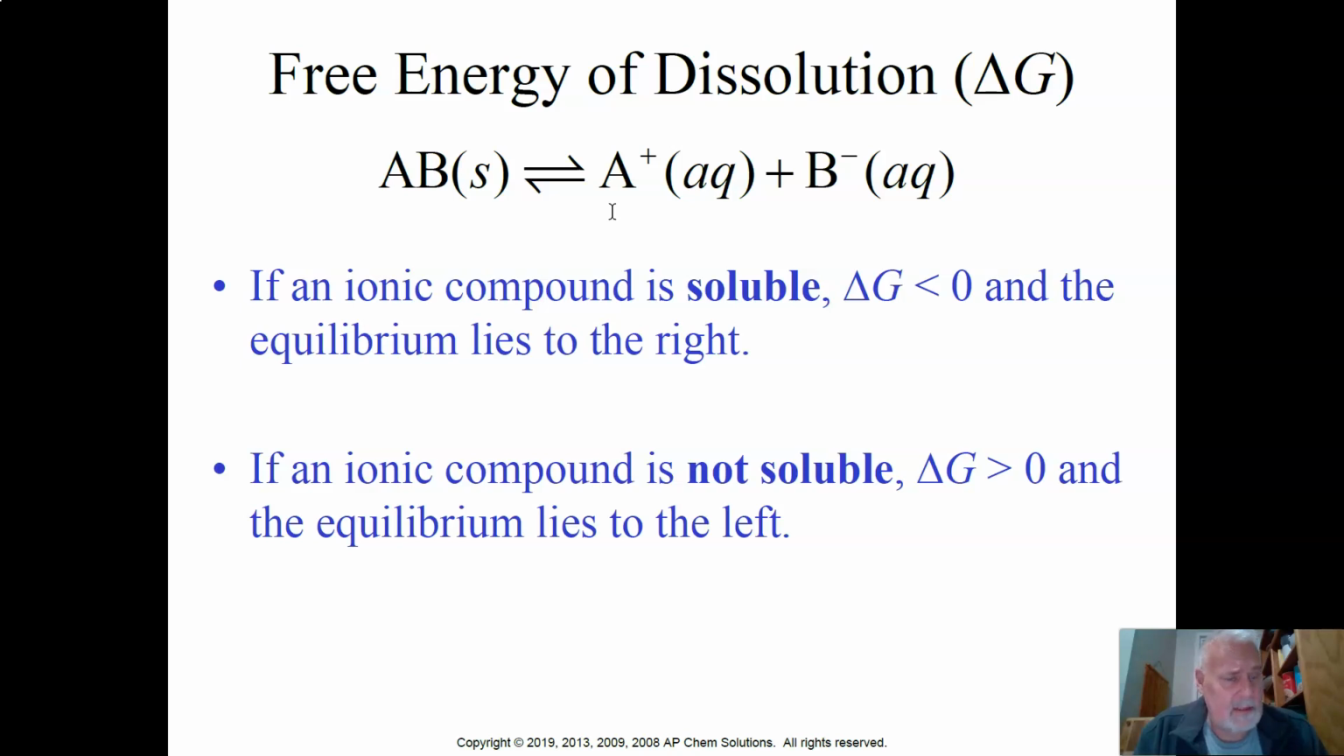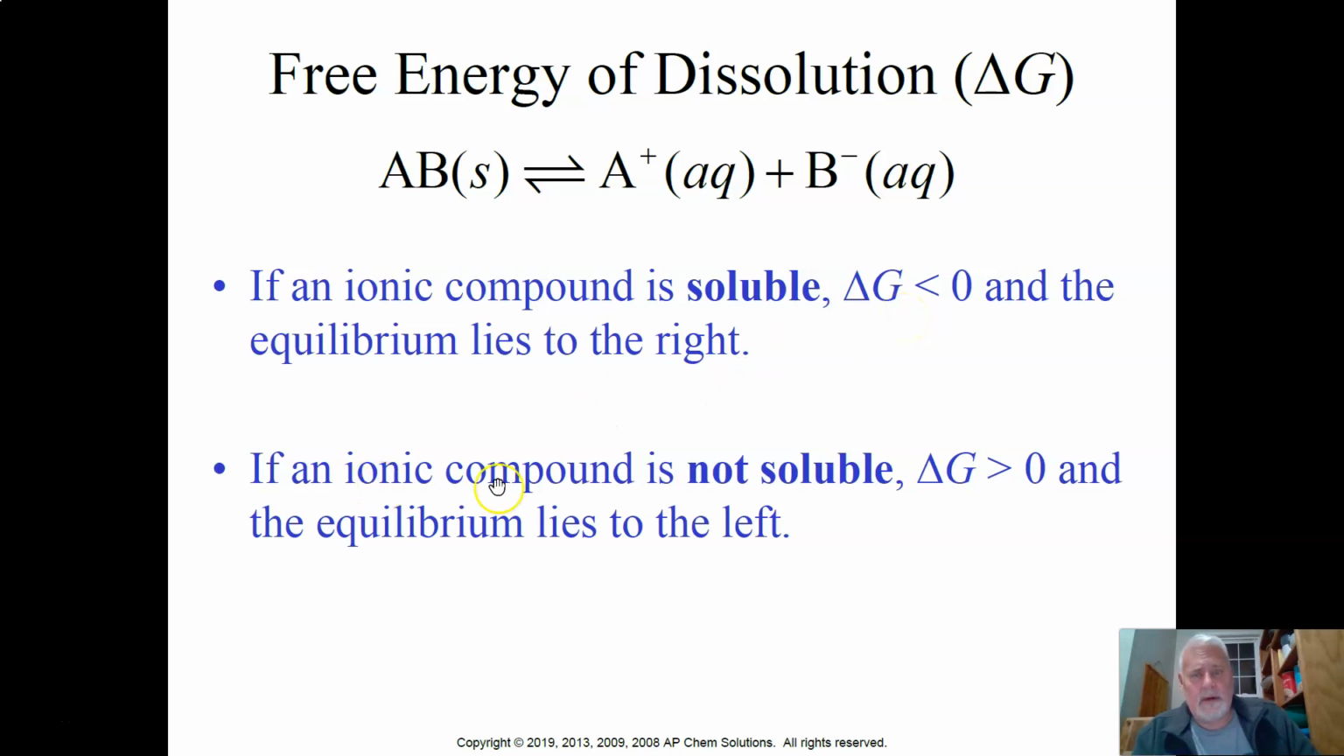For ionic compounds that are not soluble, they are not soluble because delta G is greater than 0, and the equilibrium will lie to the left. So this scenario right here wants to be mostly A plus and B minus, depending on how big the delta G value is as well.